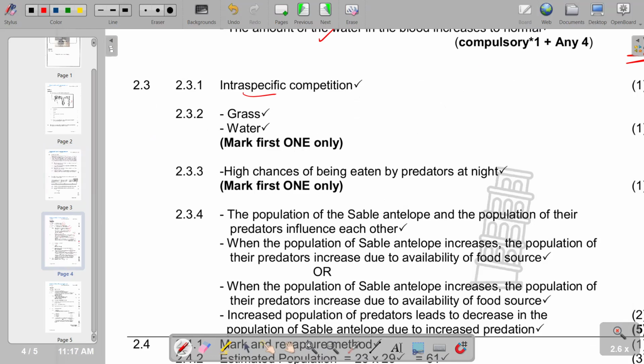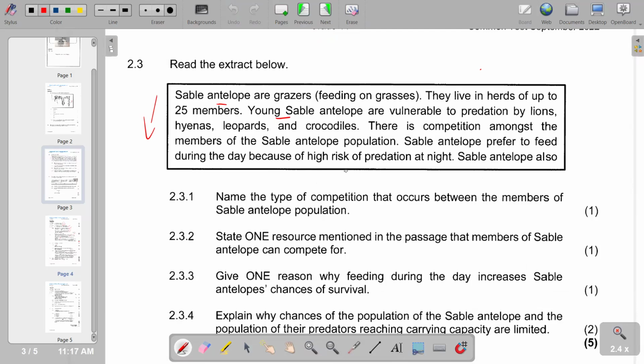So remember, intra-specific competition is an interaction that we have in population ecology, whereby members of the same species compete for limited resources. So basically, that's what we have there, whereby members of the same species are competing for limited resources. If you refer back to our extract, you would see that the competition that is there is because of limited resources.